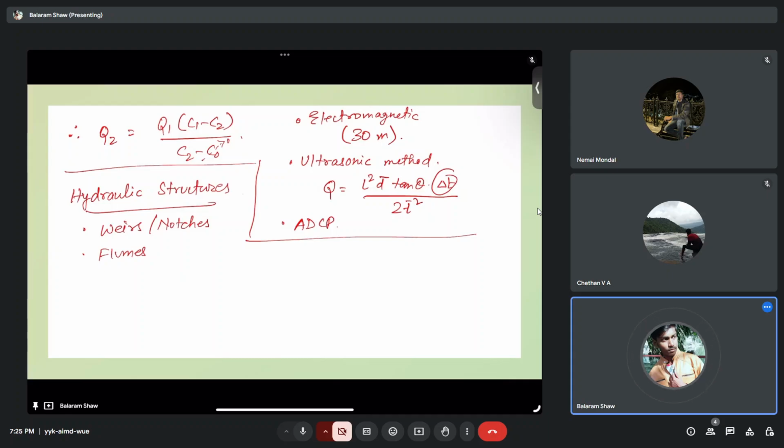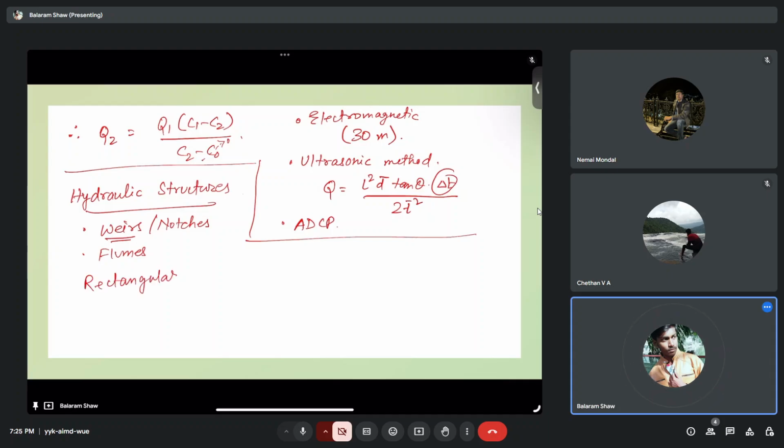All these things are there. Okay, so the main advantage of hydraulic structure over the area velocity method is that it is less influenced by the downstream conditions, or maybe if there is some channel roughness or some backwater effect. In that case, we know that we can't use the area velocity method, but we can use the hydraulic structures. So most commonly used weirs are rectangular weirs.